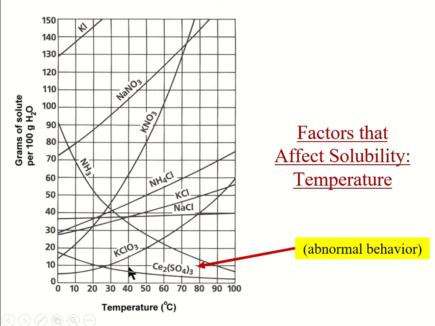The one that doesn't behave normally here is our selenium sulfate. Selenium sulfate is a solid that does something unusual and it decreases its solubility with temperature. So that's the one that doesn't follow the pattern. Notice we have salt here. Salt is very soluble in water, but it would be more soluble the warmer the water is. There's just a subtle difference here on that line.